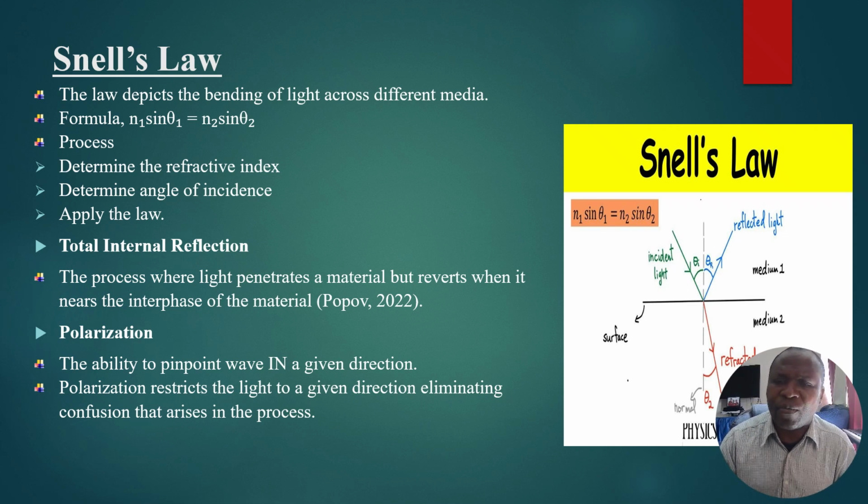To determine the angle of refraction effectively, the process involves three main steps. Number one, identify the refractive index. This is a crucial parameter that defines how much light bends when entering a medium. Second, measure the angle of incidence. This is the angle at which the incoming light ray strikes the boundary between two different media. Three, apply Snell's law. It utilizes the values obtained to calculate the angle of refraction.